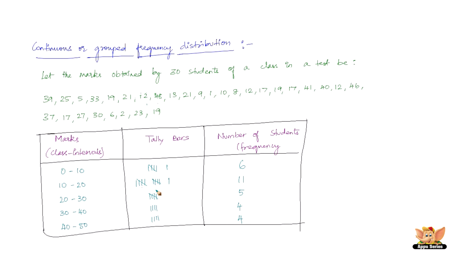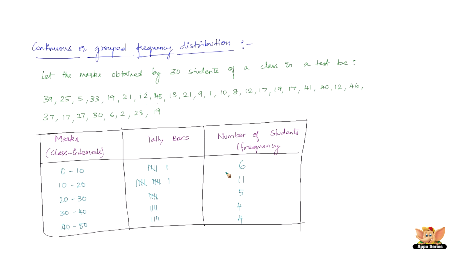So this is how we write the bars, and then the number of students getting the marks between 0 to 10 is 6. Similarly, between 10 and 20, there are 11 students, those who've got the marks between 10 and 20. 20 and 30, 5 students. 30 and 40, 4 students. 40 and 50, 4 students. So this is how the continuous or grouped frequency distribution is constructed.